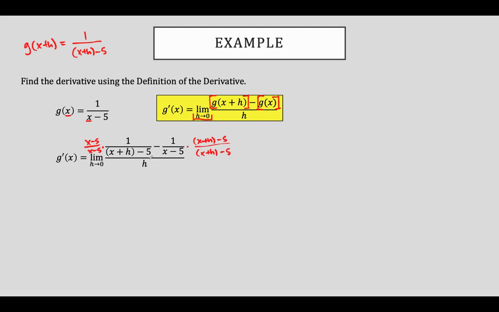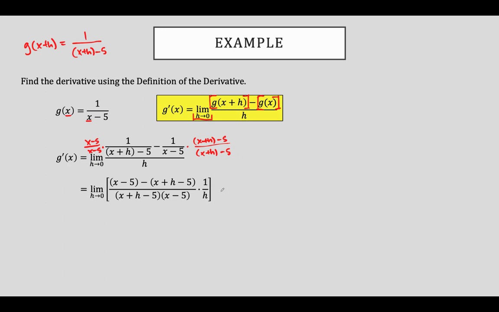And then I also want to rewrite this division by h as multiplying by the reciprocal. Dividing by h is the same thing as multiplying by 1 over h. And doing out that algebra gives me x minus 5, notice that would be the numerator of my first fraction, minus the quantity x plus h minus 5, that would be the new numerator of the second fraction, all divided by our common denominator, x plus h minus 5 times x minus 5. That's the common denominator here. And again, we rewrite dividing by h as multiplying by 1 over h.